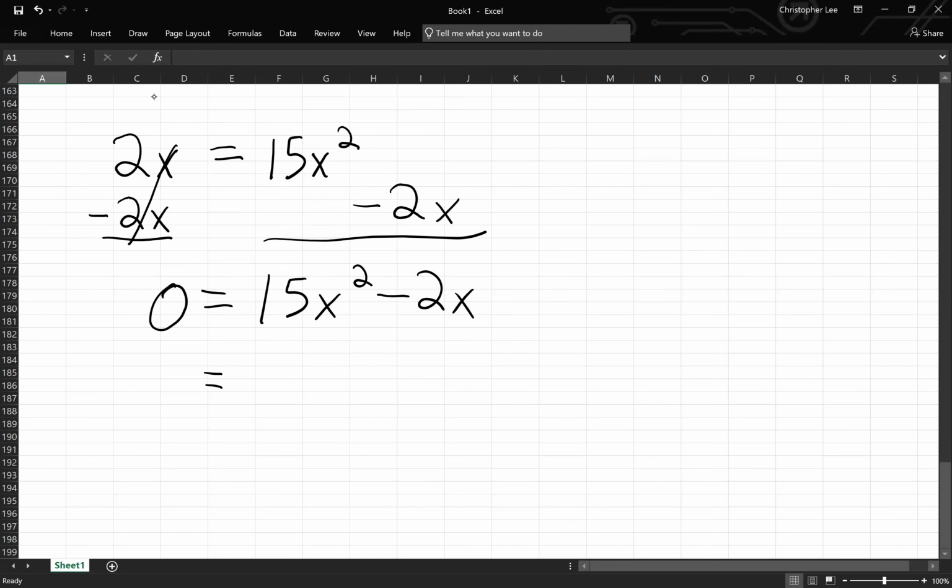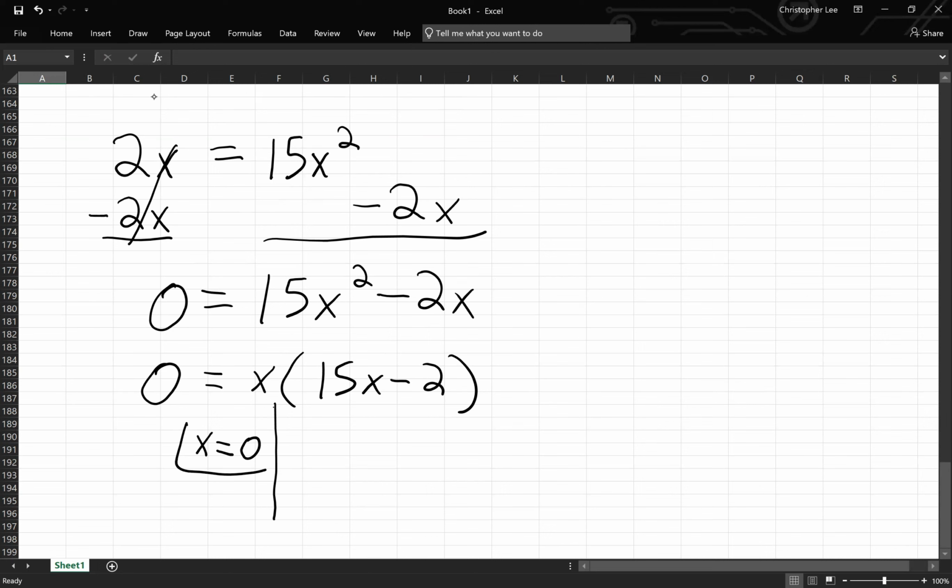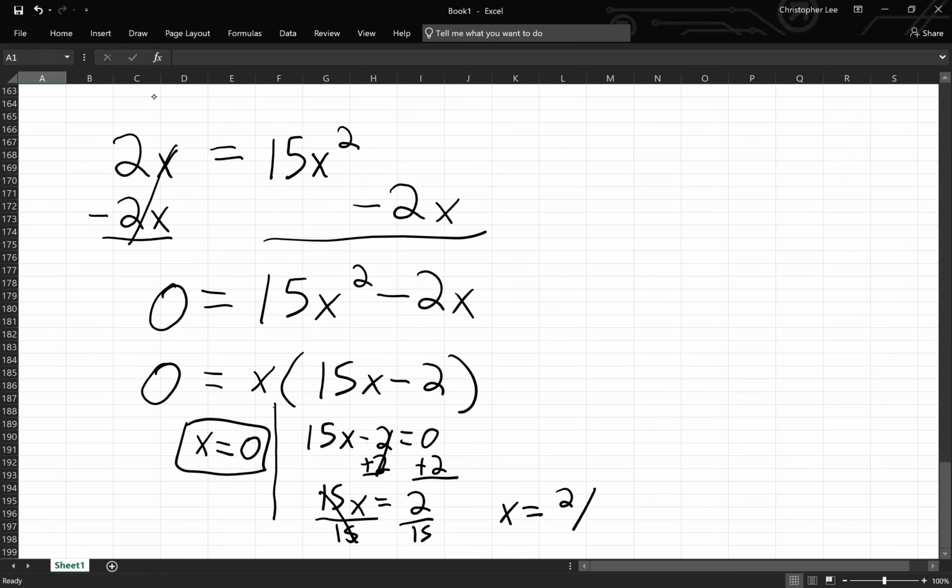Greatest common factor right there. So I'm gonna have x, open parentheses, 15x minus 2. And individually set both of them equal to 0, right? So I like to partition it just my way. So this is gonna be x is equal to 0. That's one answer. And over here, I'm gonna have 15x minus 2 is equal to 0. And you're just gonna solve for x. I'm gonna add 2 over here. I do to one side, do to the other. And then I'm gonna have 15x is equal to 2. Then I'm gonna divide by 15. So the other answer is x is equal to 2 over 15.